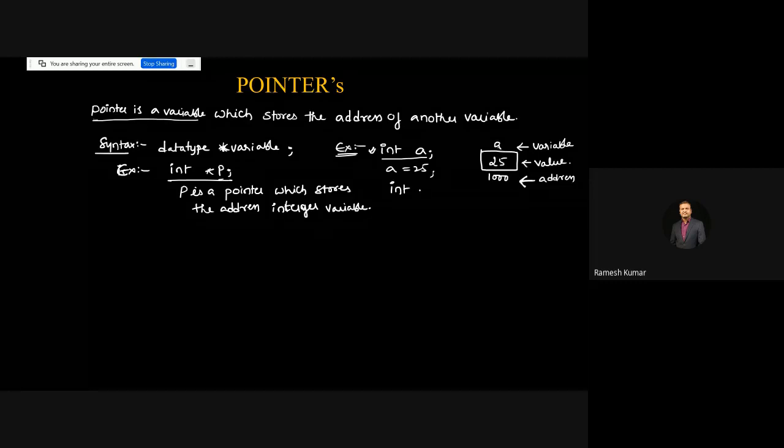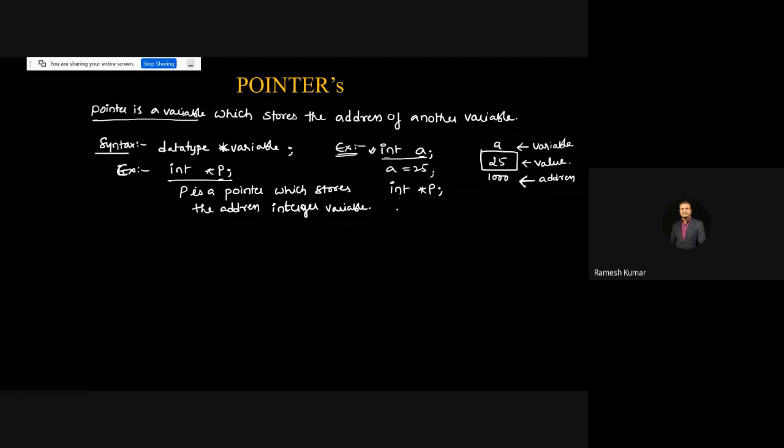How do you create a pointer? Star p, and what type is it? Int type. Int type means now p is a pointer which stores the address of an integer. Now what is a? Integer. Now what is p? A pointer pointing to an integer. So it means pointer p can store the address of the integer variable a.